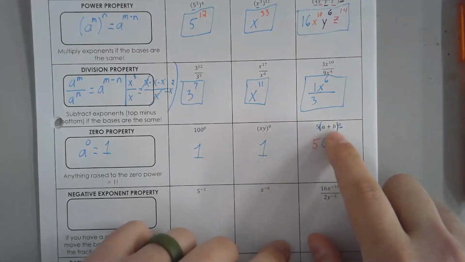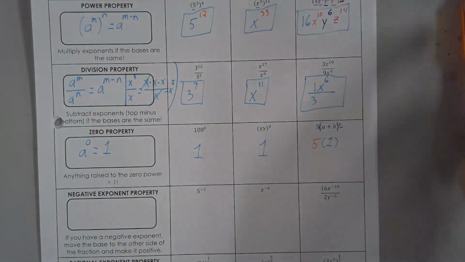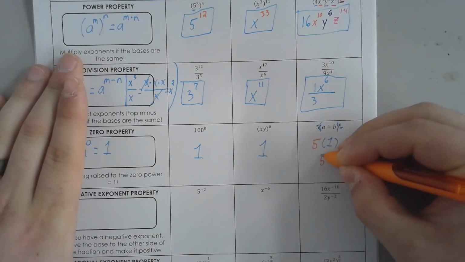Because (a + b) raised to the 0 power is equal to 1. So really you're going to get 5.